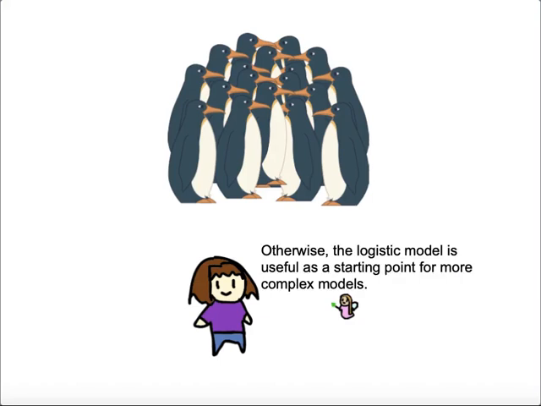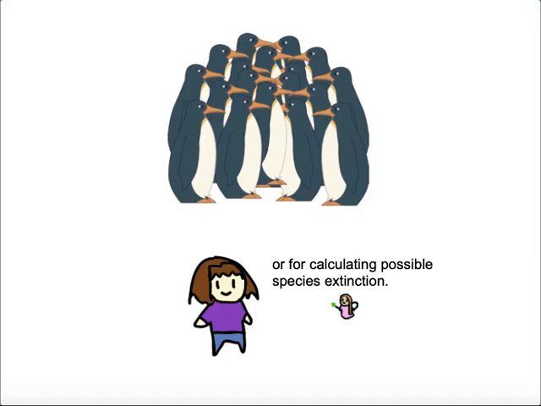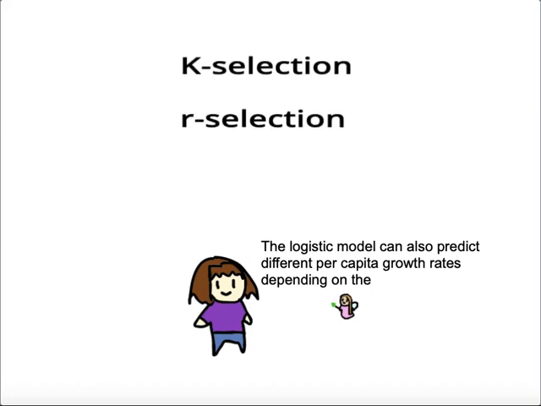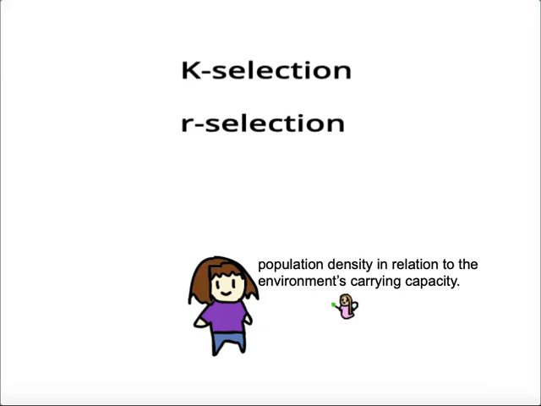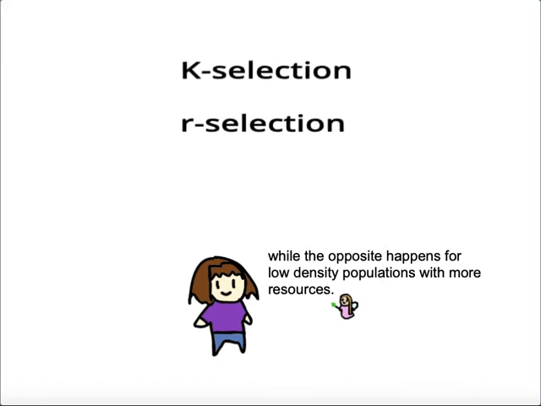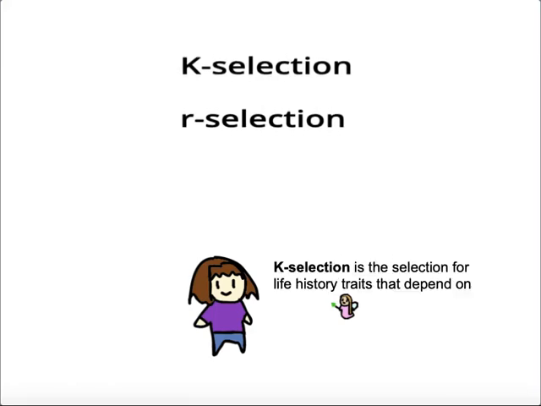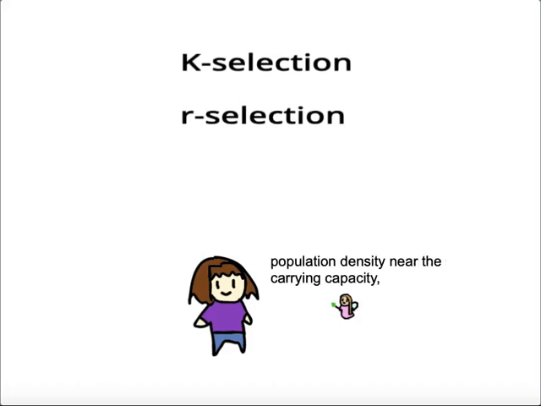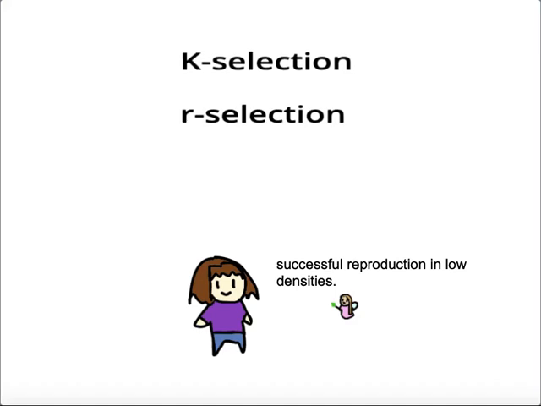Otherwise, the logistic model is useful as a starting point for more complex models. It can also be used for estimating sustainable harvesting in agriculture, or for calculating possible species extinction. The logistic model can also predict different per capita growth rates depending on the population density in relation to the environment's carrying capacity. High-density populations with few resources grow slowly, while the opposite happens for low-density populations with more resources. Life histories will change in favor of these conditions. K-selection is the selection for life history traits that depend on population density near the carrying capacity, while r-selection is the selection for life history traits that maximize successful reproduction in low densities.